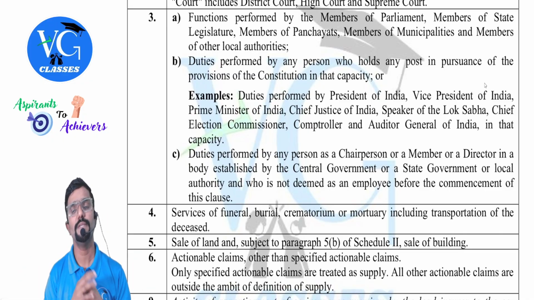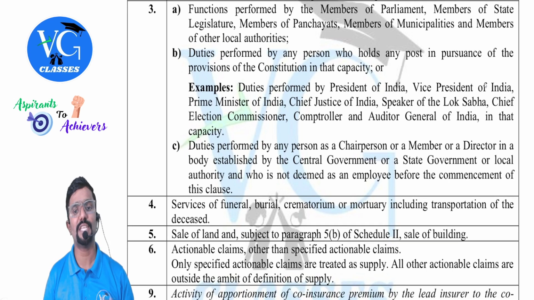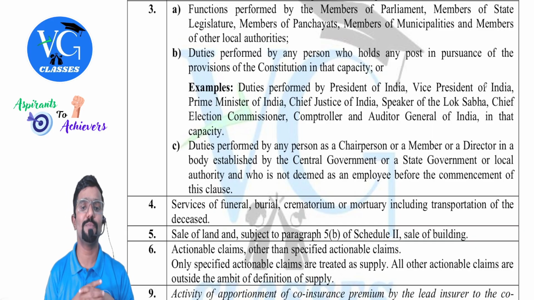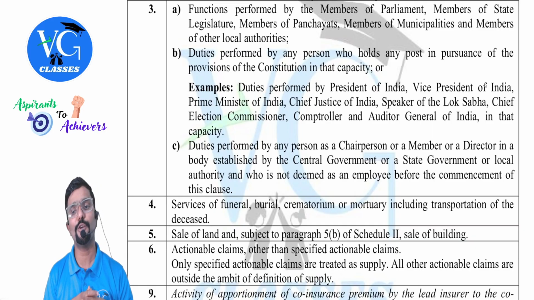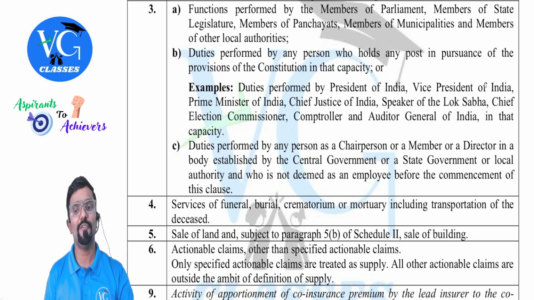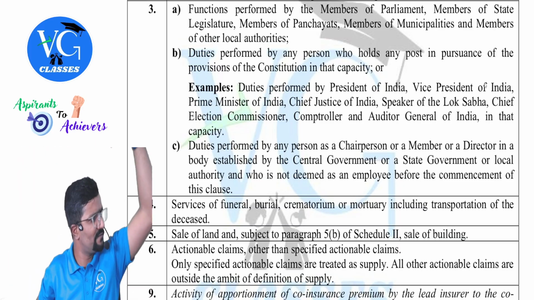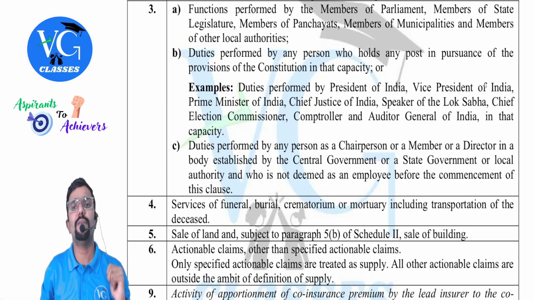No. C. Duties performed by any person as a chairperson or a member or a director in a body established by the central government or a state government or a local authority and who is not deemed as an employee before the commencement of this clause. Means whatever they are covering here is not government employees. If it is a government employee, it is covered in the first point only. Any employee is covered in the first point only. What are they covering here?